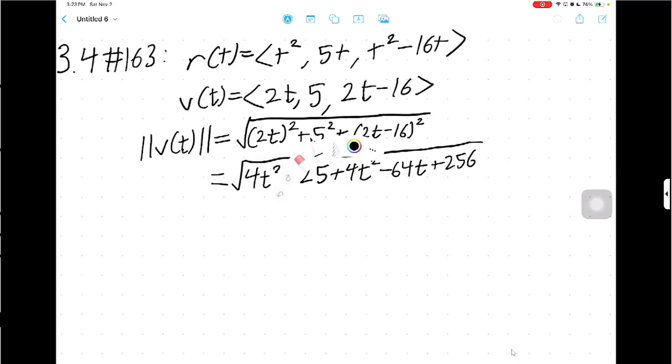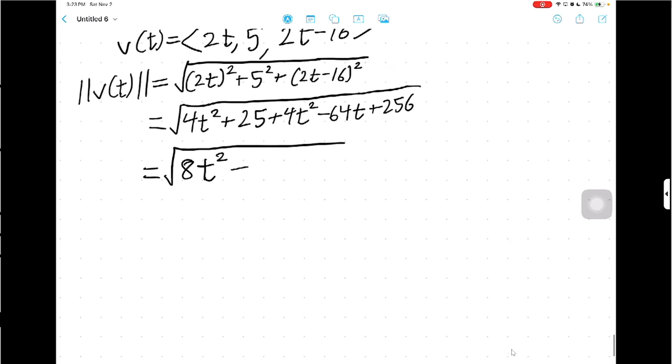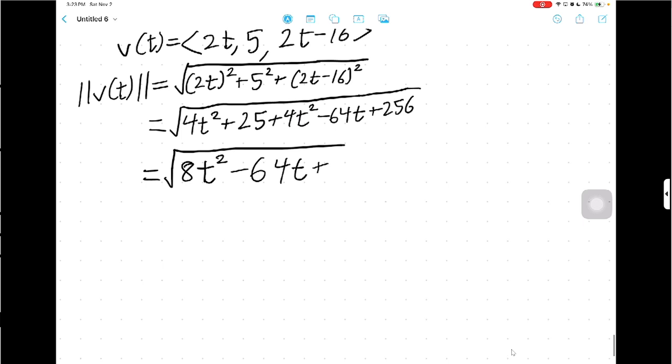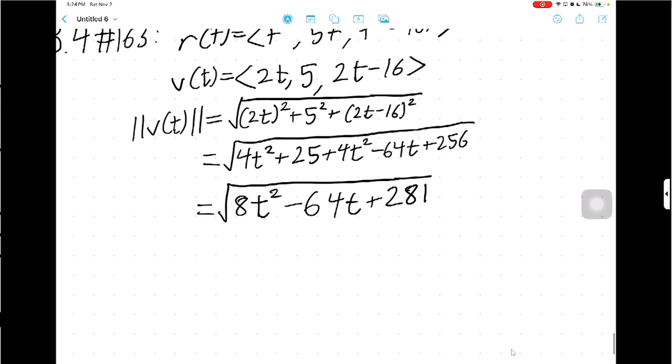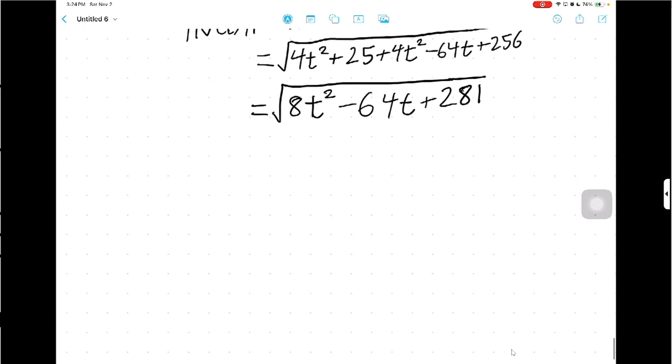So this is going to be 8t squared minus 64t plus 281. Now we're just going to find the minimum of this.